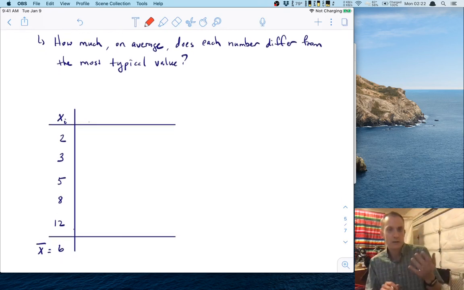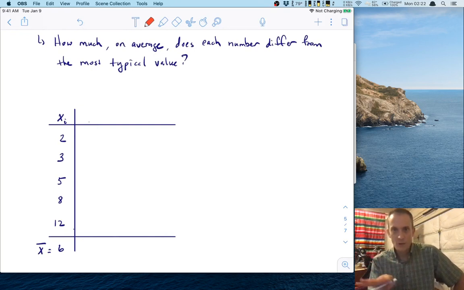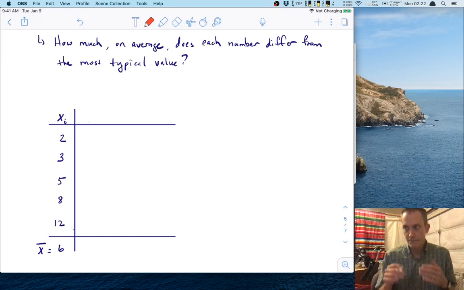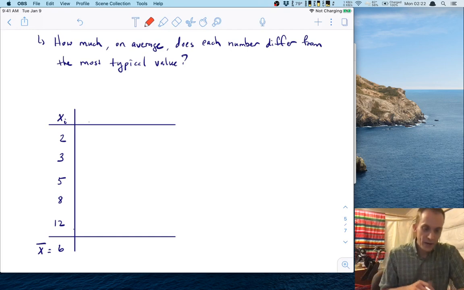So what I've done here on the screen already is I've put my data points. These are the same ones that I've dealt with for the last couple of examples. I put them in order, but I put them vertically, and there's a reason for that, because I'm going to do some things that are going to be much easier if I've got them in a nice tabular format. So here are my xi's, my data points, 2, 3, 5, 8, and 12 put in a column. And down here, you'll notice I also went ahead and wrote the mean, not the median, but the mean. The mean was 6, as we did earlier.